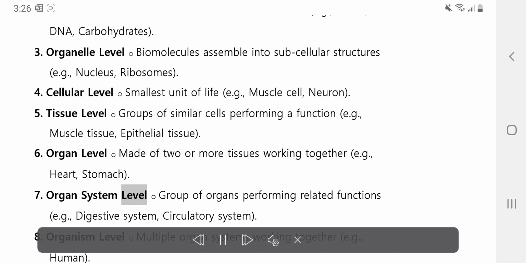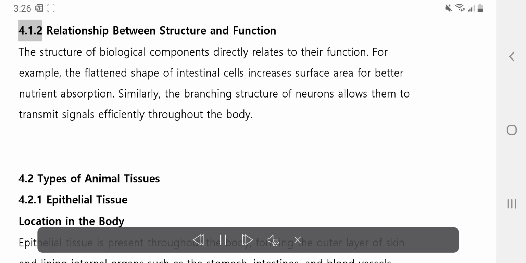Organ system level: group of organs performing related functions, e.g., digestive system, circulatory system. Organism level: multiple organ systems working together, e.g., human. For point 1.2 Relationship between structure and function.